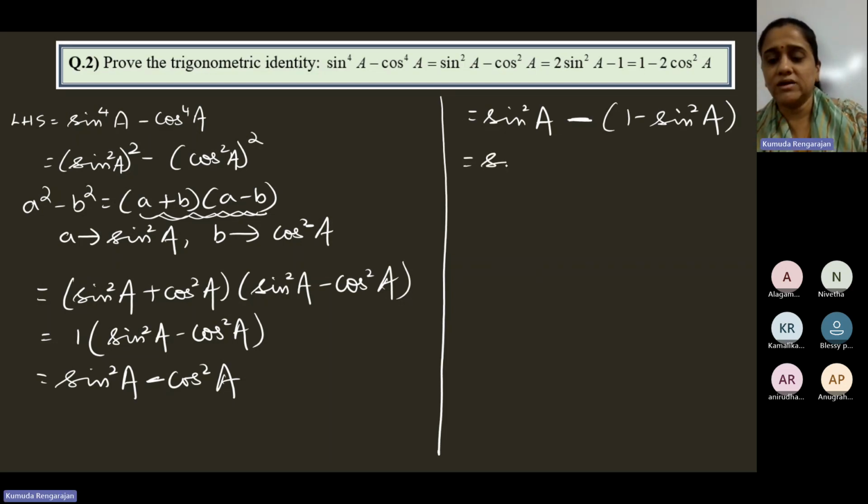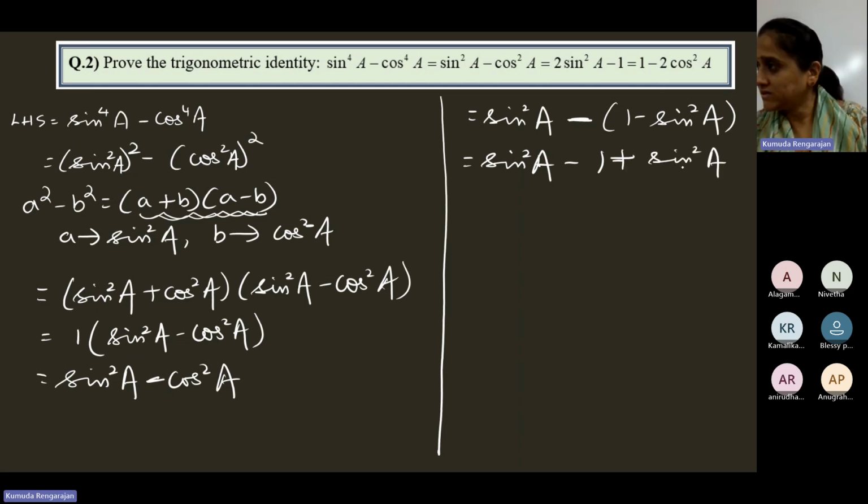So sine square a minus 1, minus into minus plus sine square a. So sine square a plus sine square a is 2 sine square a, like a square plus a square is 2a square. So 2 sine square a minus 1.